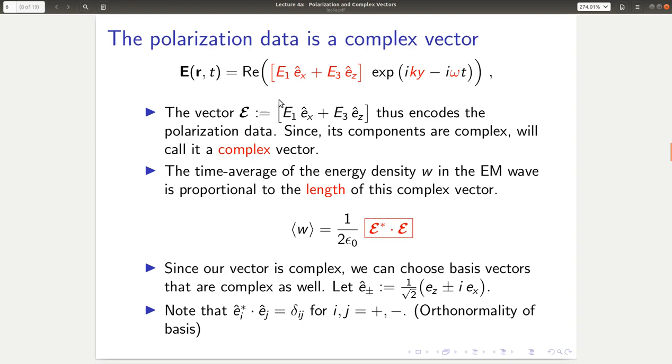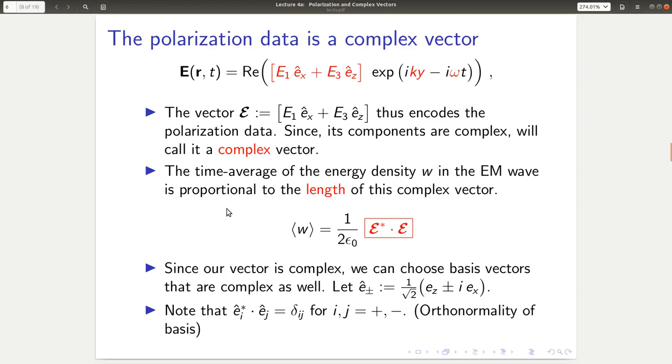Okay. Then we know a few more facts which we had worked out. If you did the time average of the energy density in the EM wave, we saw that it was proportional to the length of this complex vector, but this length involved complex conjugation. So it's a dot product in the usual sense, but it's calligraphic E star, complex conjugation, dot calligraphic E.